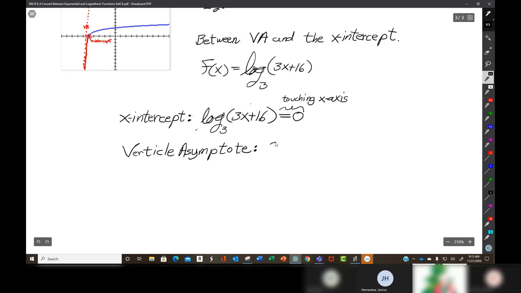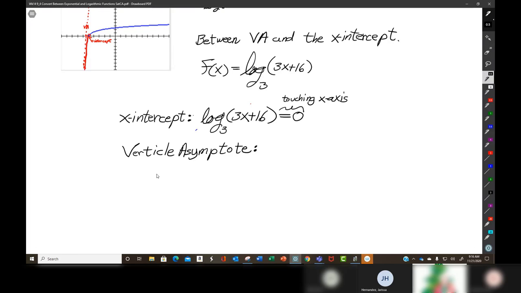Is located at the point where 3x plus 16. Well, let's talk about the domain, because is located at the point where 3x plus 16. Well, all right, this is how to say it. So let's just do this.